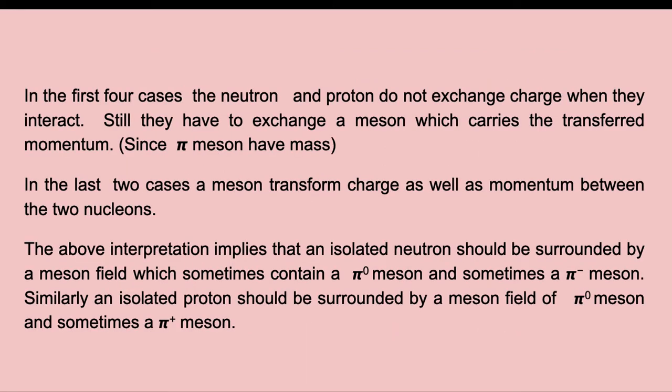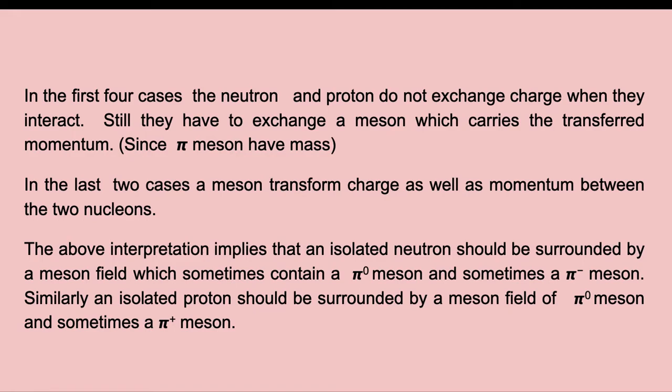In the first four cases, the neutron and proton do not exchange charge when they interact. Still, they have to exchange a meson, which carries the transferred momentum, since the pi meson has mass. So a momentum has been transferred there. In the last two cases, a meson transfers charge as well as momentum between the two nucleons. The above interpretation implies that an isolated neutron should be surrounded by a meson field, which sometimes contains a pi zero meson and sometimes a pi minus meson.